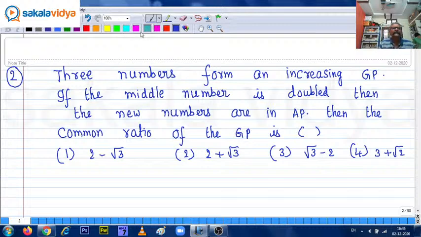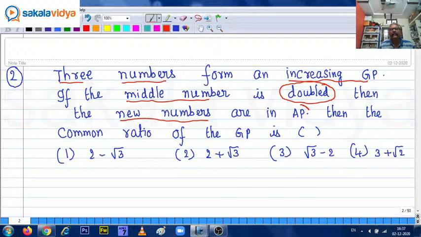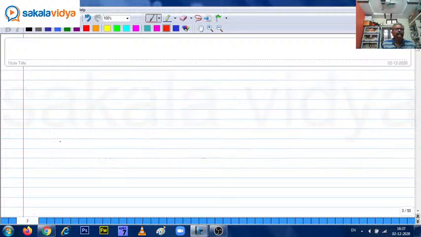Okay. First read the question carefully, all of you. First of all, look at the screen. See, three numbers form an increasing GP. Increasing GP means here the common ratio is positive, greater than 1. If the middle number is doubled, then the new numbers thus formed are in arithmetic progression. Then the common ratio of the given GP we need to find out, the smaller value. So let us do it now.